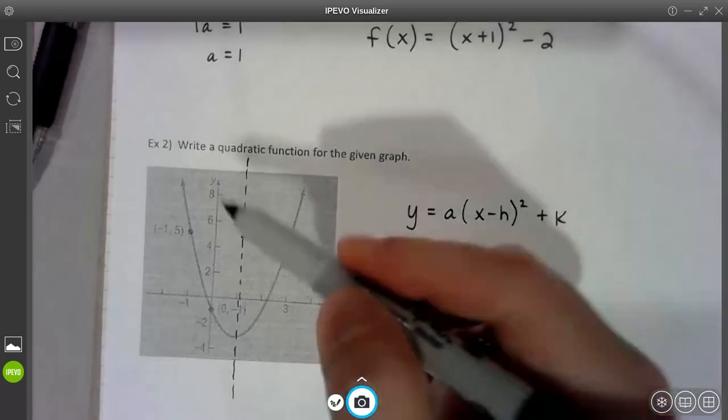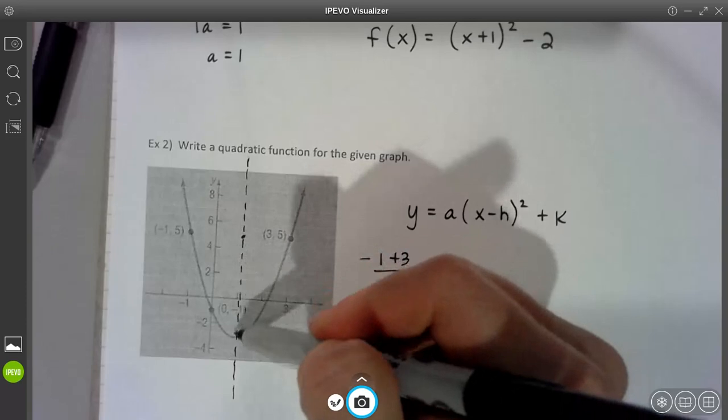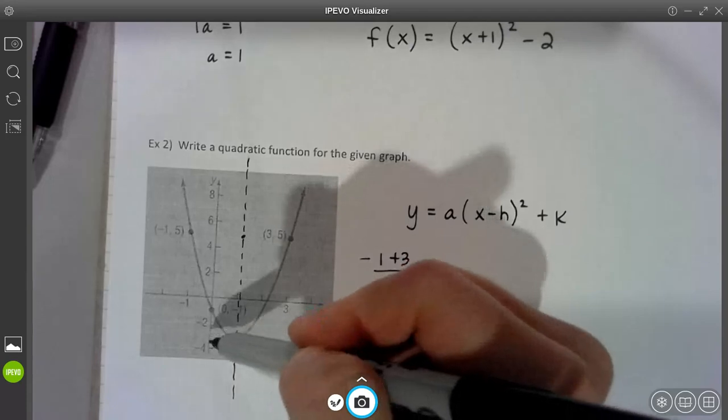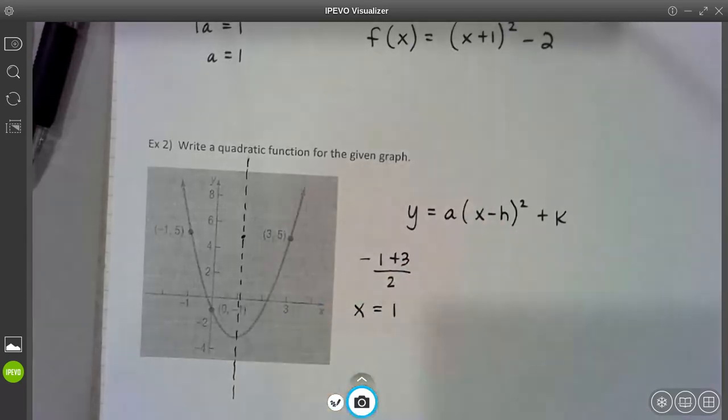The problem is we don't exactly know what the y coordinate of our vertex is. I mean, I think we can all pretty much safely say it looks like it's -3, but you can't assume that. For all we know, it's a little bit more or a little bit less than -3.